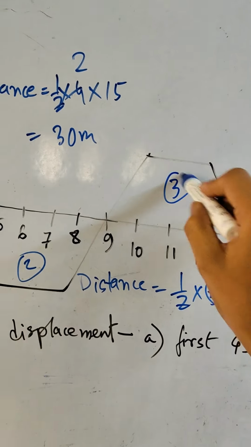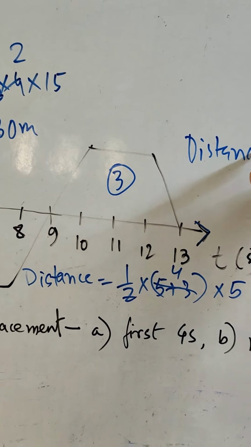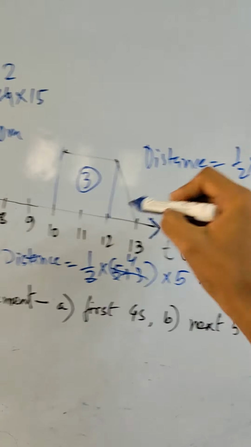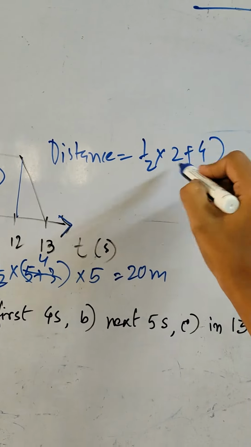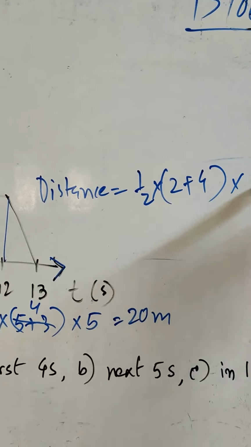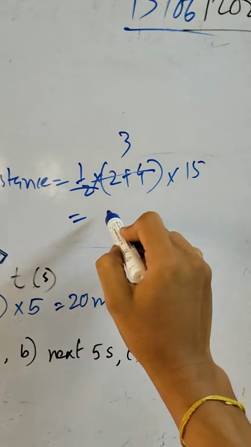Coming to the last phase, that is also a trapezium. With the same formula, half into the sum of the parallel sides, this will give 2, plus the bottom part which is 4. So 2 plus 4, into the height, which is 15. If we cancel, it gives 6. So 3 fifteens are 45 meters.